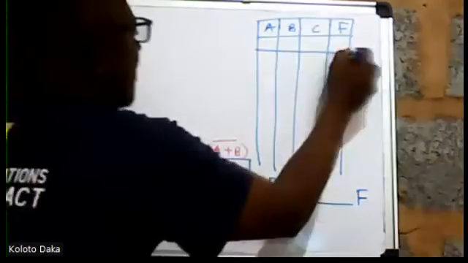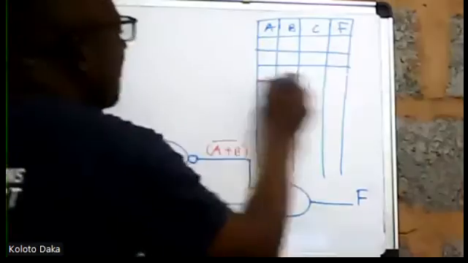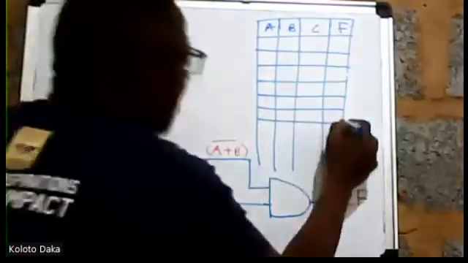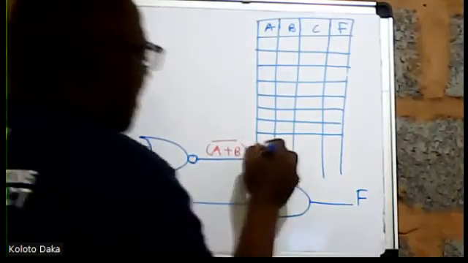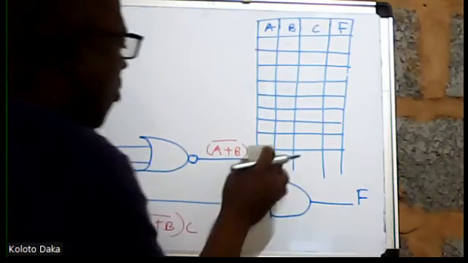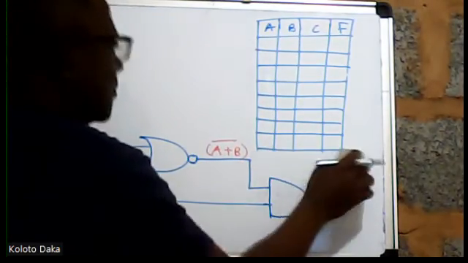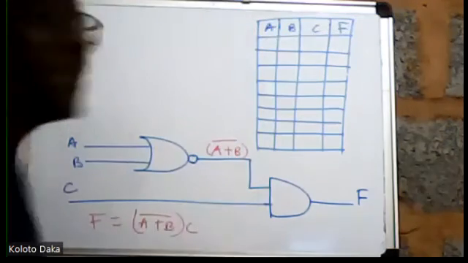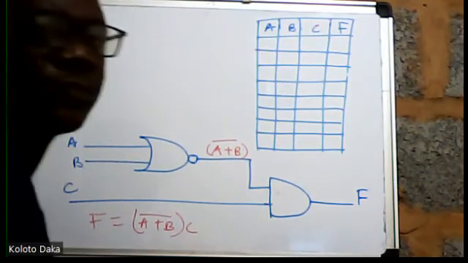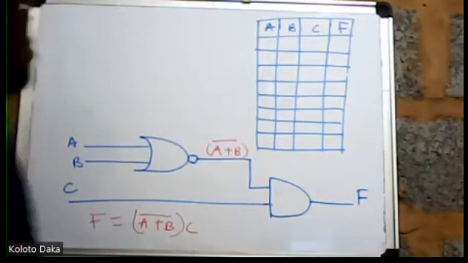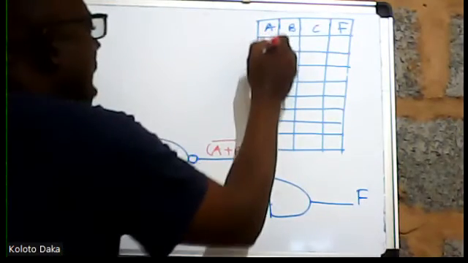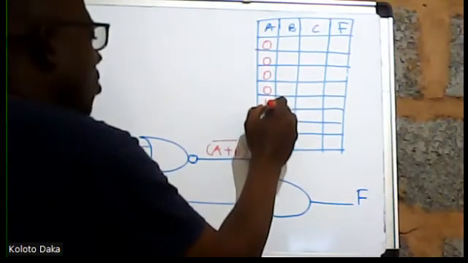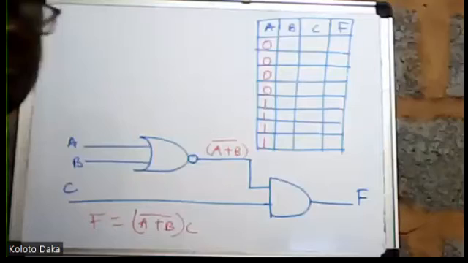So I'm going to have 1, 2, 3, 4, 5, 6, 7, and 8. So, how do you put the numbers here? What is 8 divided by 2? 4. So, you're going to have 4 zeros, then 4 ones.